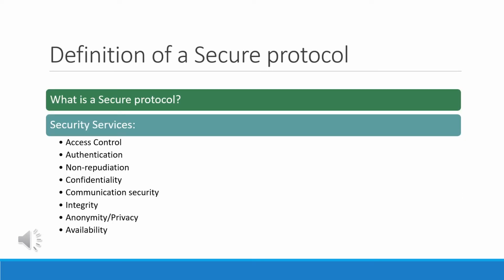Before going over the current proposed solutions to these challenges, I think it is important to define what a secure protocol should be and what it should deliver. The ultimate goal of the security solutions for MANETs is to provide security services, such as access control, authentication, non-repudiation, confidentiality, communication security, integrity, anonymity or privacy, and availability to mobile devices.